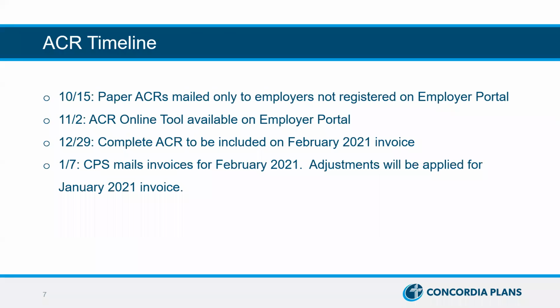There are a few important dates I'd like to go over. On October 15th, we mailed paper forms to those employers not registered on the portal. A link to the ACR tool was made available to employers on November 2nd. And in order for your ACR to be included on the February invoice, it must be completed by December 29th. Invoices for February will be mailed on January 7th, and any adjustments will be applied for January.